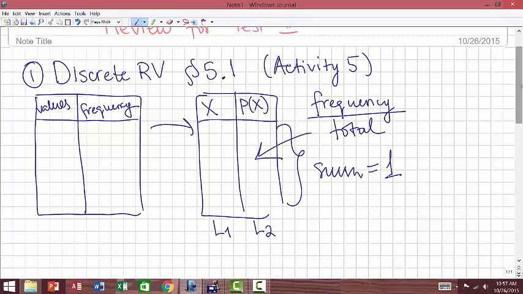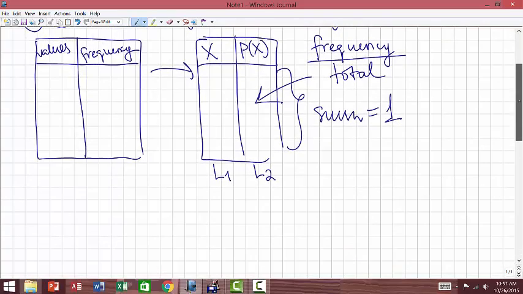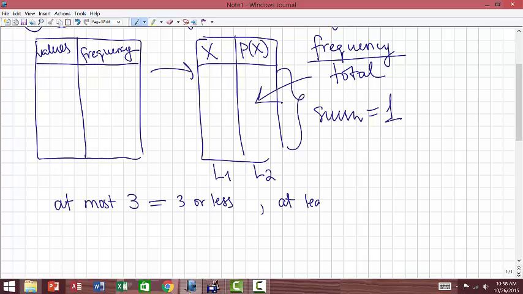Now, once you come up with the table, I can ask you a bunch of questions, such as: what is the probability that the random variable takes a value at most 3, for example? Let me remind you that at most 3 means 3 or less. What if I ask you at least 5? That's 5 or more.